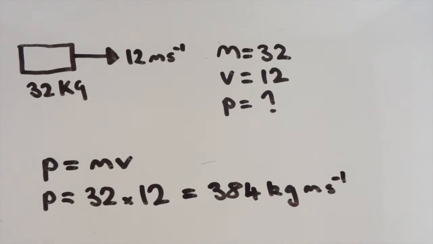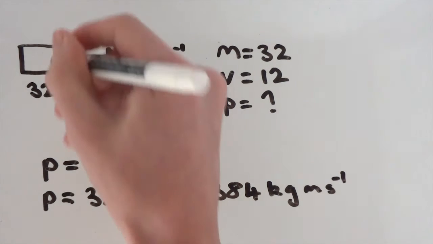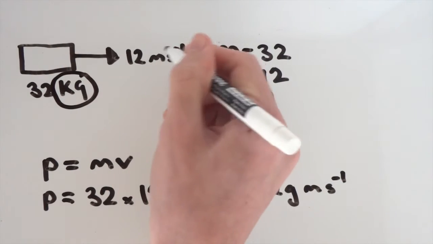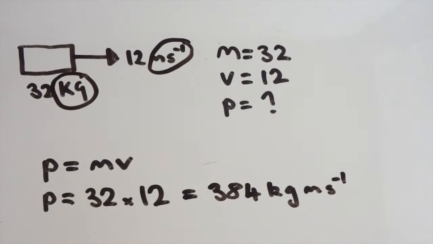If you ever forget the units of momentum, it's easy to remember. m is measured in kilograms. In the question you were given 32 kilograms, and the velocity is measured in meters per second. So from that you can realize that the unit of momentum is going to be kilogram meters per second.